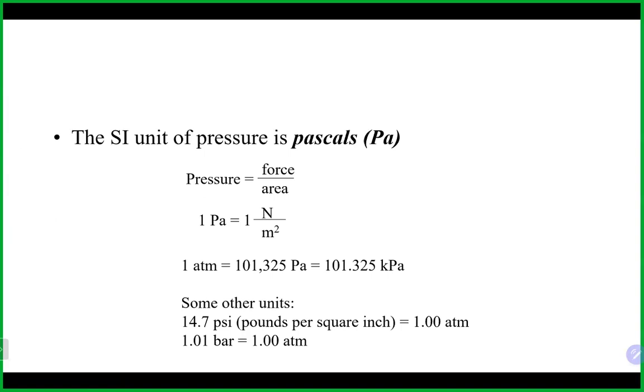Some other common units of pressure are pascals and kilopascals. Physics, I think, uses that a lot. So 1 atmosphere is 101,000 pascals, and 101.3 kilopascals. PSI, pounds per square inch, 14.7 equals 1 atmosphere. And bar, 1.01 bar is equal to 1 atmosphere in this case. So I would say you should be familiar with these, but really the previous page has the three that are going to show up 99% of the time in chemistry, at least, in most problems. Any questions on that there? Okay.